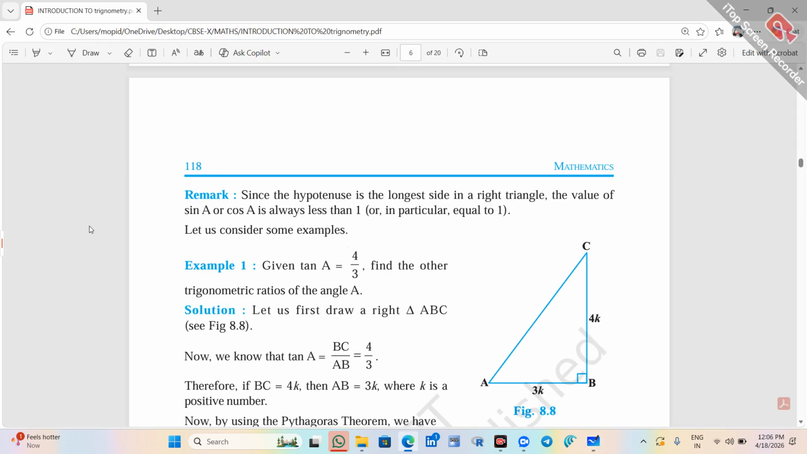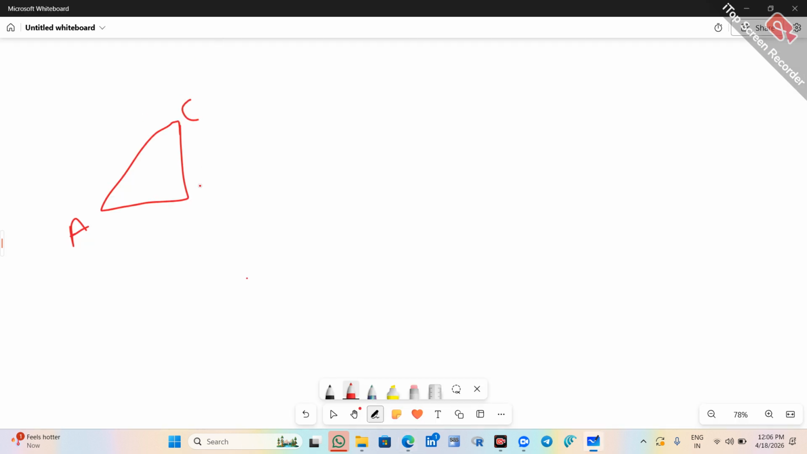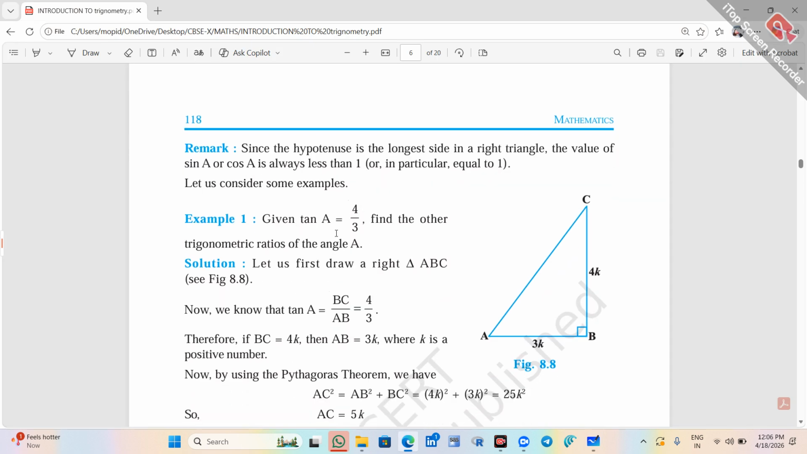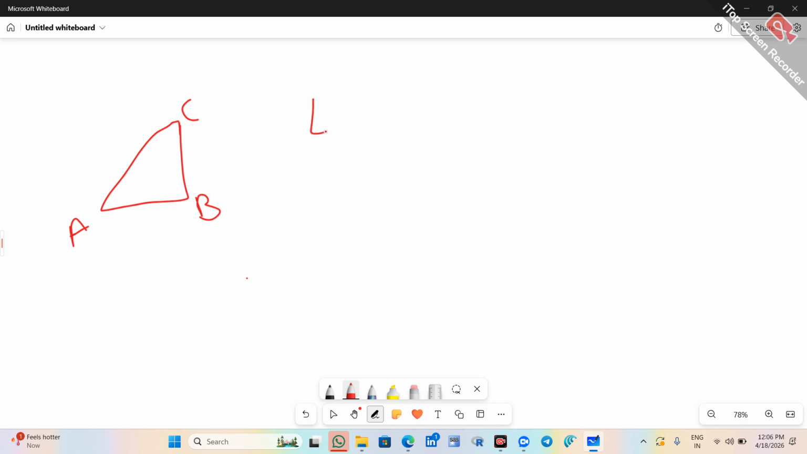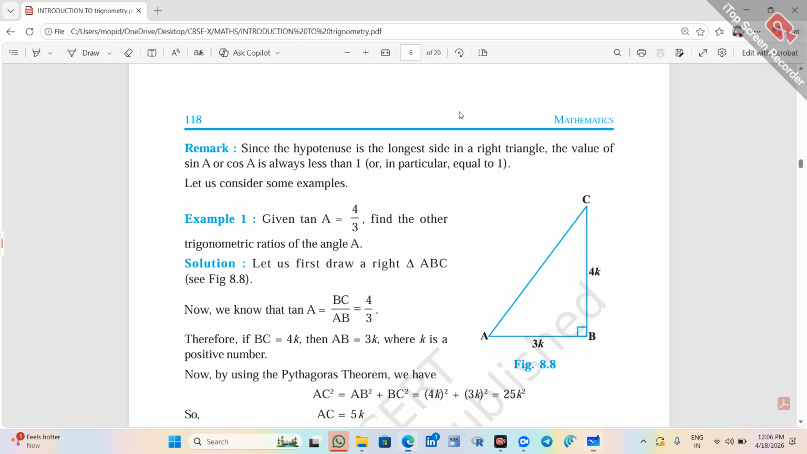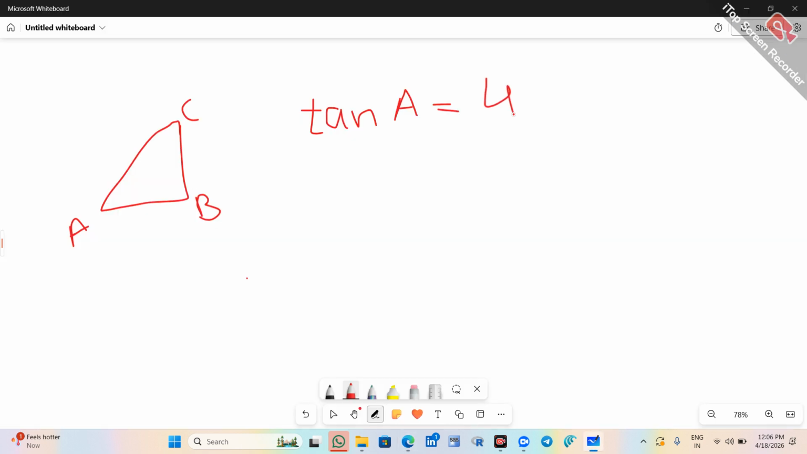Here we have a right angle triangle like this, with vertices A, C and B. Here they have given tan A equals 4 by 3. Is that correct? Yeah, 4 by 3. This is what we know. And here B is the right angle, from the figure we can know.